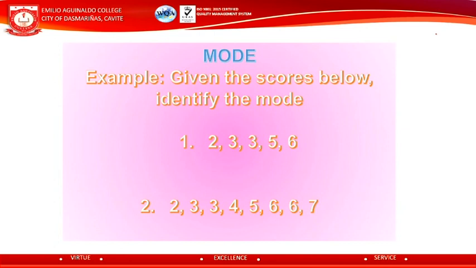Okay, let's solve for other examples. Given the scores below, identify the mode. So for number 1, we have there 2, 3, 3, 5, and 6. It is very visible that the most frequent score is 3. That's why 3 is our mode. And for number 2, we have 2, 3, 3, 4, 5, 6, 6, and 7. It is also visible that we have 2 modes there. They have the same frequency of occurrence, which are 3 and 6. Okay. These are the mean, median, and mode.